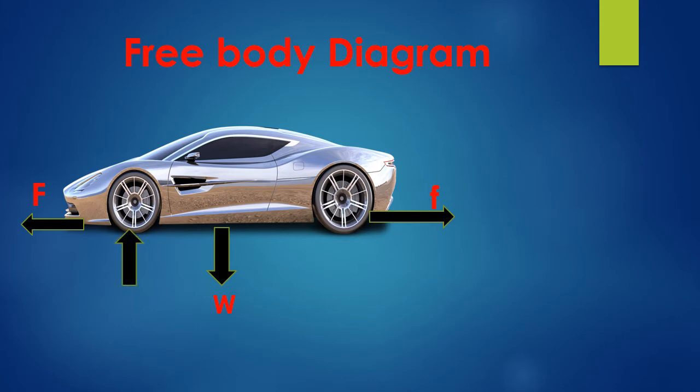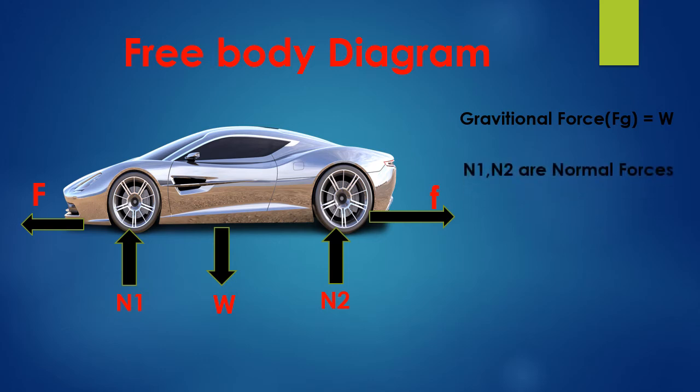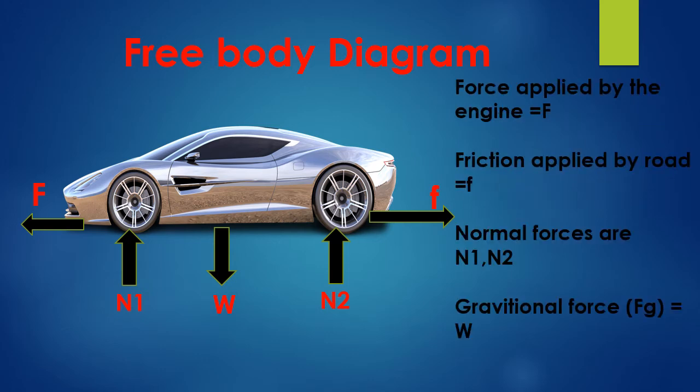On the tires of the car, the normal force will act. The normal force is always in the opposite direction to the gravitational force. Here N1 and N2 are the normal forces. What are the forces acting on the car? Force applied by the engine, capital F. Friction applied by the road, small f. Normal forces N1, N2. Gravitational force W. These forces are acting on that particular car.